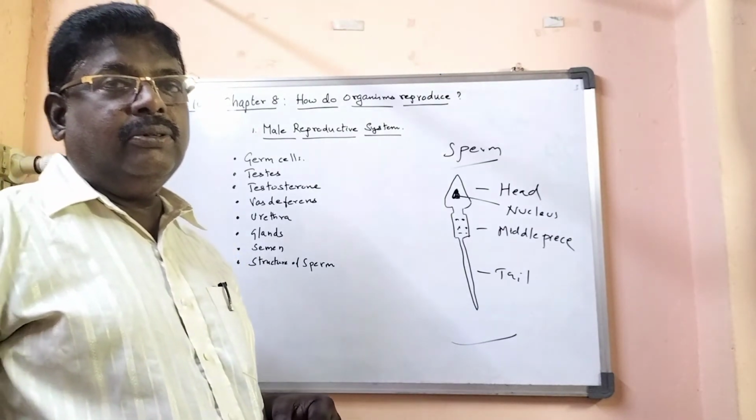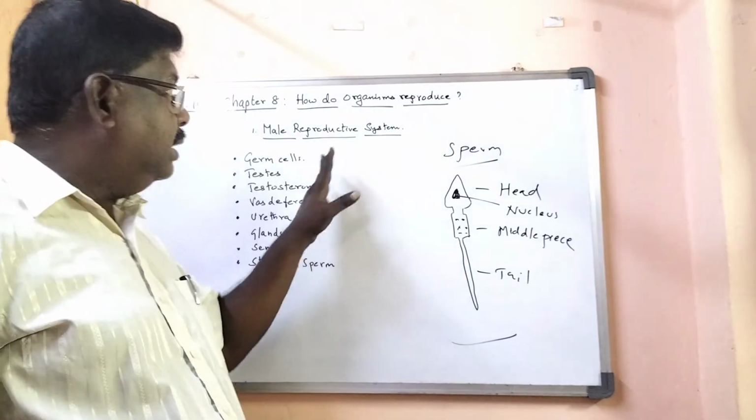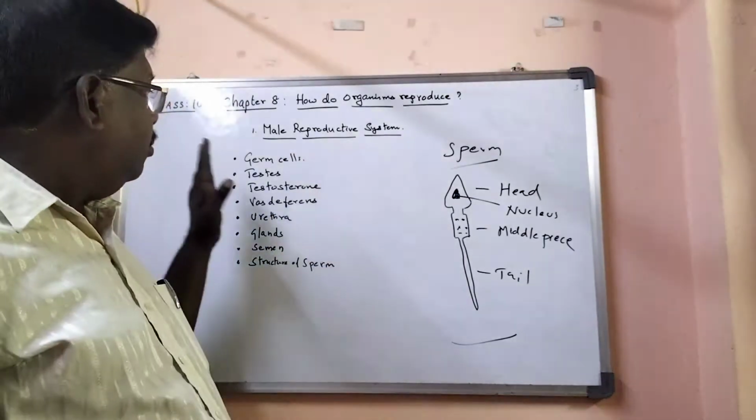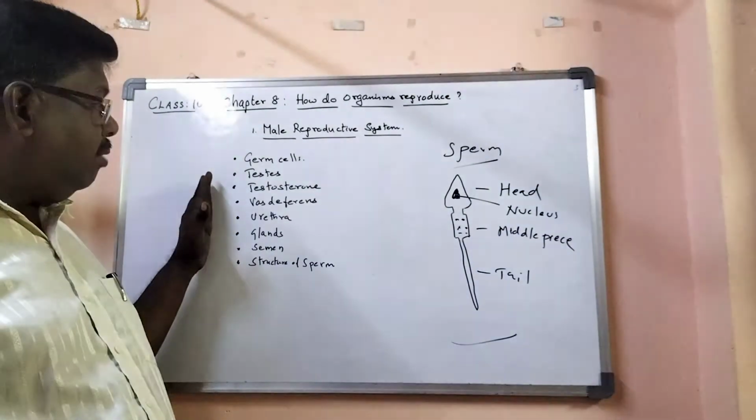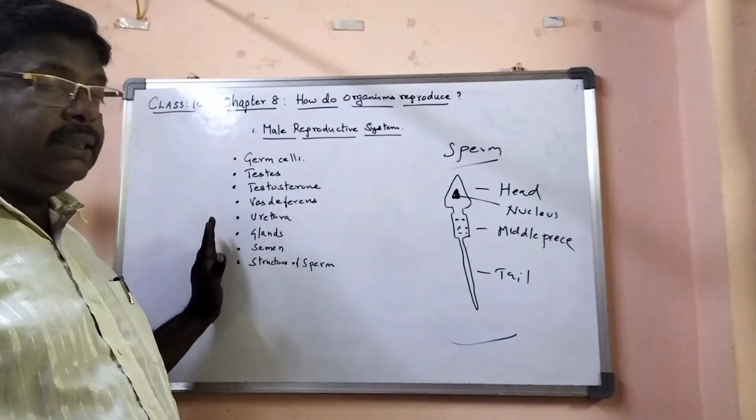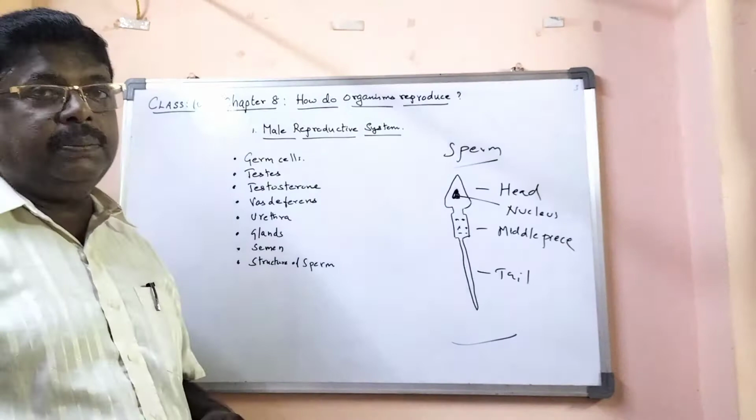So we have studied about the male reproductive system: what are germ cells, testis, testosterone, vas deferens, urethra, glands, semen, and the structure of sperm.